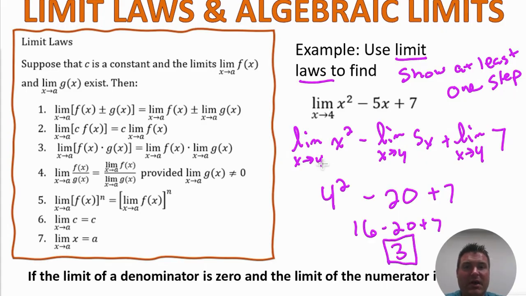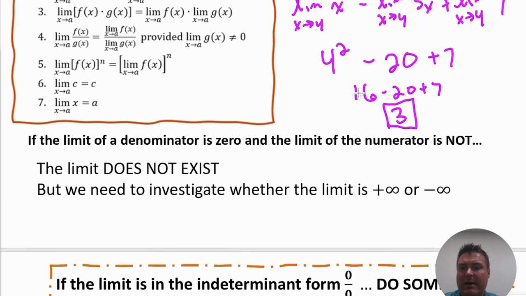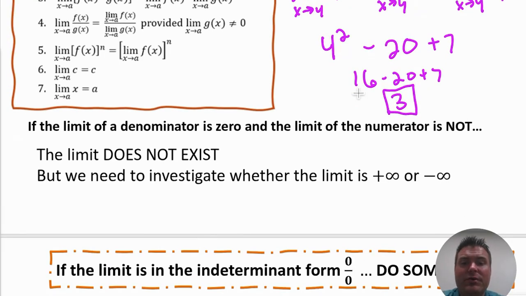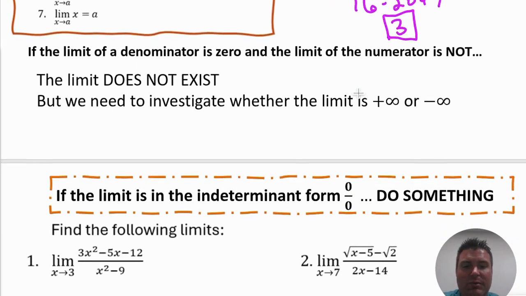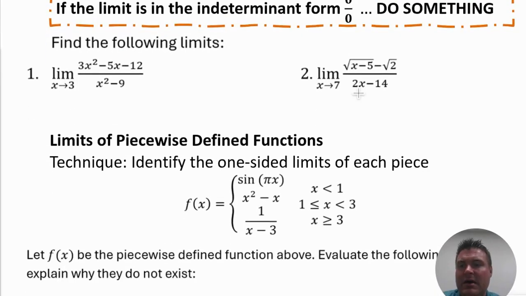We can do a direct plug-in to limits if the function is continuous, and we'll get into what that even means. If the limit of the denominator is 0 and the limit of the numerator is not, then the limit does not exist, but we will investigate whether the limit is going to be positive infinity or negative infinity, and we're going to get into that in just a bit.